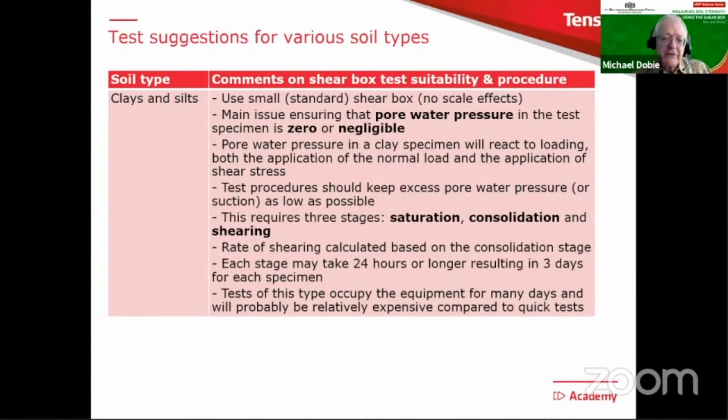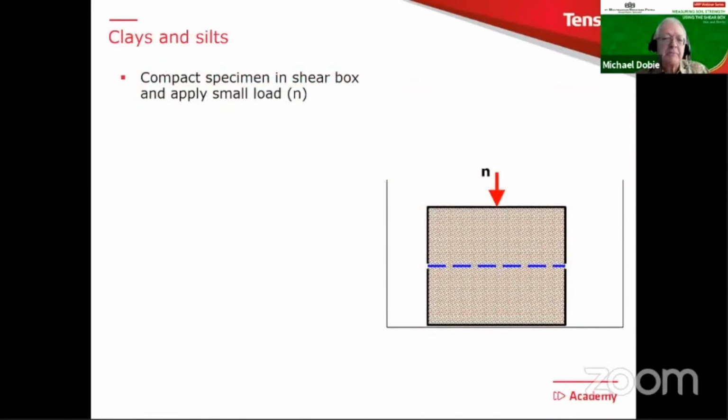And this is going to require 3 stages: saturation, consolidation, and shearing. And this can take a long time, easily 24 hours per item. So that means 1 test, 3 days, 3 samples, 9 days. So this kind of test procedure is likely to be relatively expensive. Let me just explain what I mean by some of this.